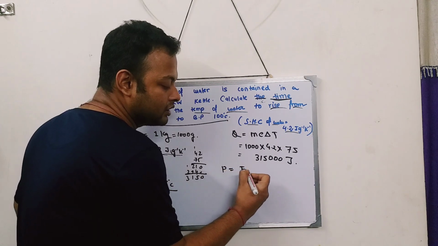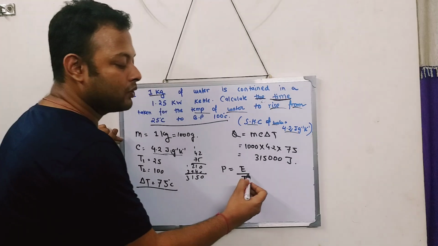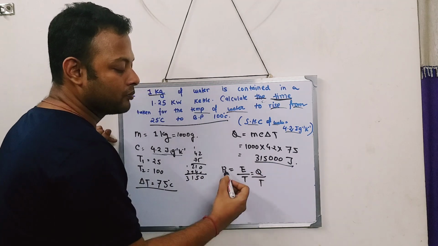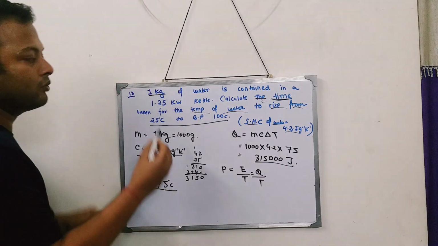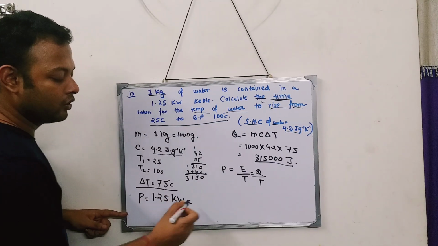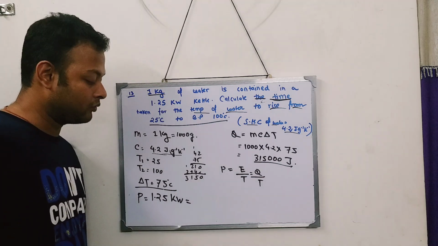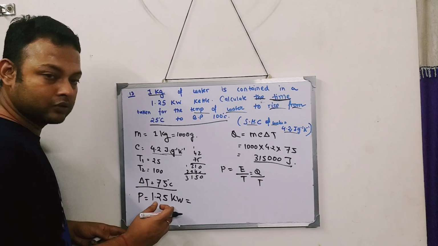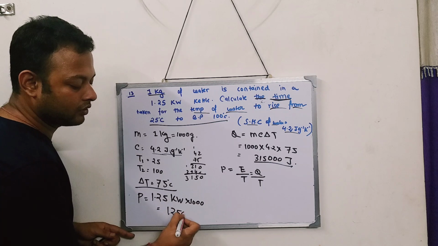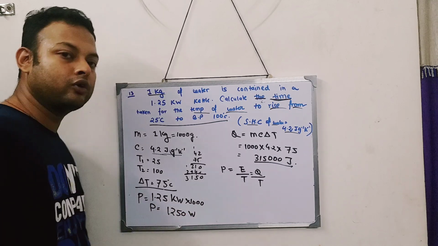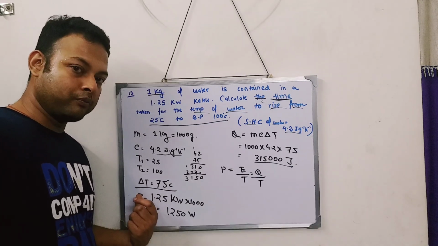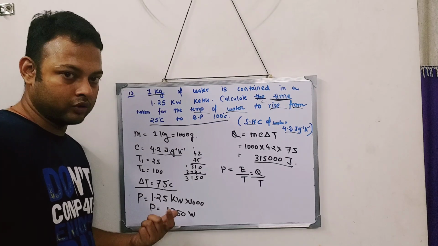Power is equal to energy by time. Now this energy means heat energy only, which is this value. So power is equal to heat energy by time. Now power is given as 1.25 kilowatt. You convert this 1.25 kilowatt to watt by multiplying by 1000. So power is equal to 1250 watt. Understood? Power is given in kilowatt, but to do the sum we have to utilize watt only.